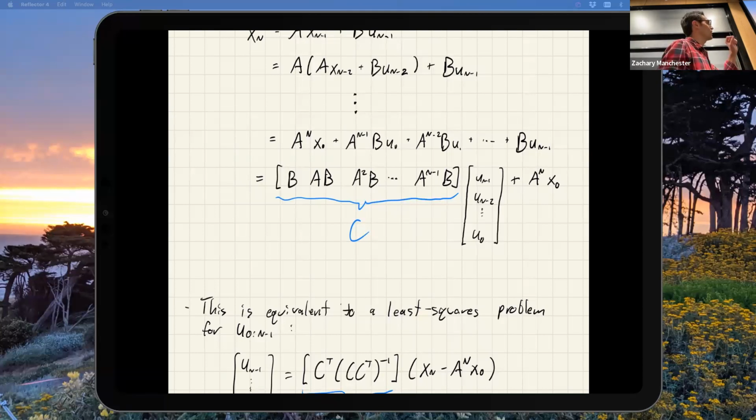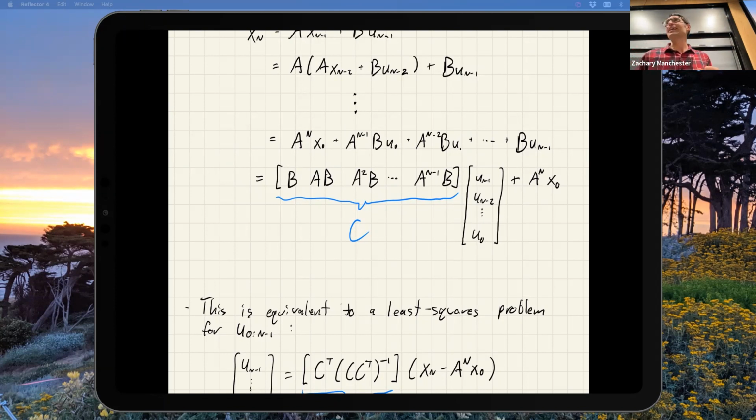But the caveat here is that what I did was eliminate the X's, so I'm just solving for U. This is sometimes called the condensed form. This is horrible numerically, so you should not do this for an actual control problem. Do you know why it's horrible numerically?